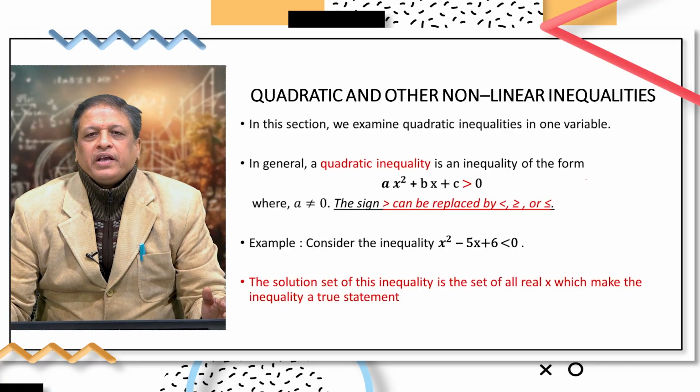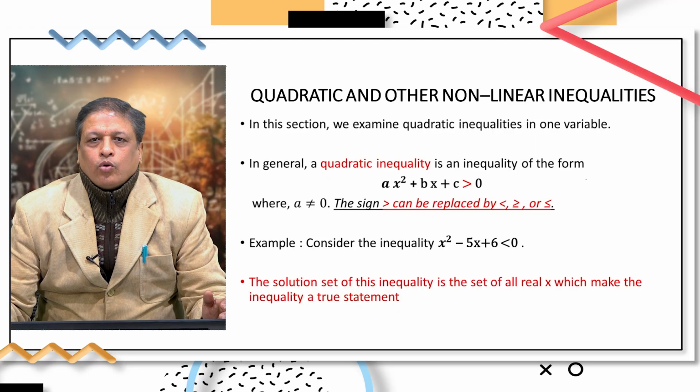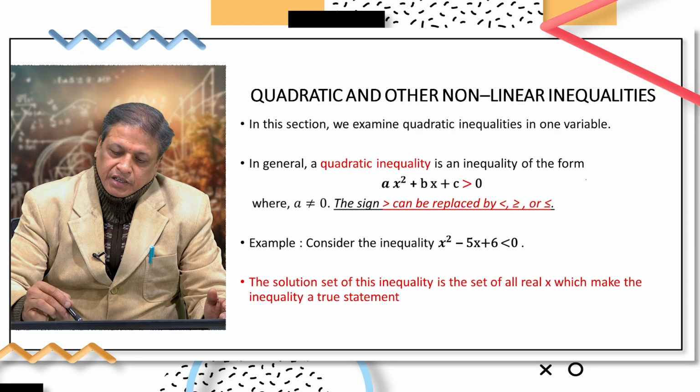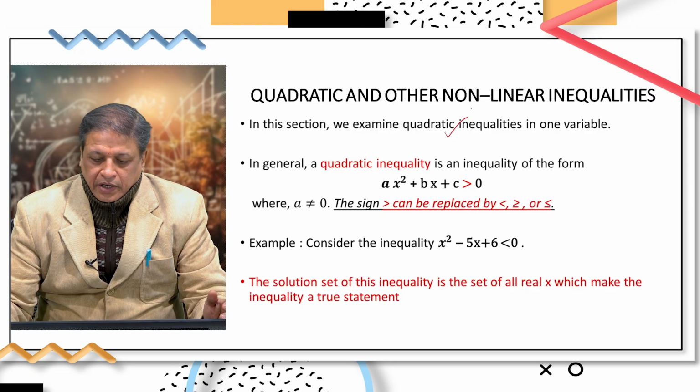So I hope you understood how to find the solution of linear inequalities in two variables when we are having a system of linear inequalities, that is, more than one inequality exists. Now, many times we are also having quadratic and other non-linear inequalities, and in this section we are going to discuss quadratic inequalities.